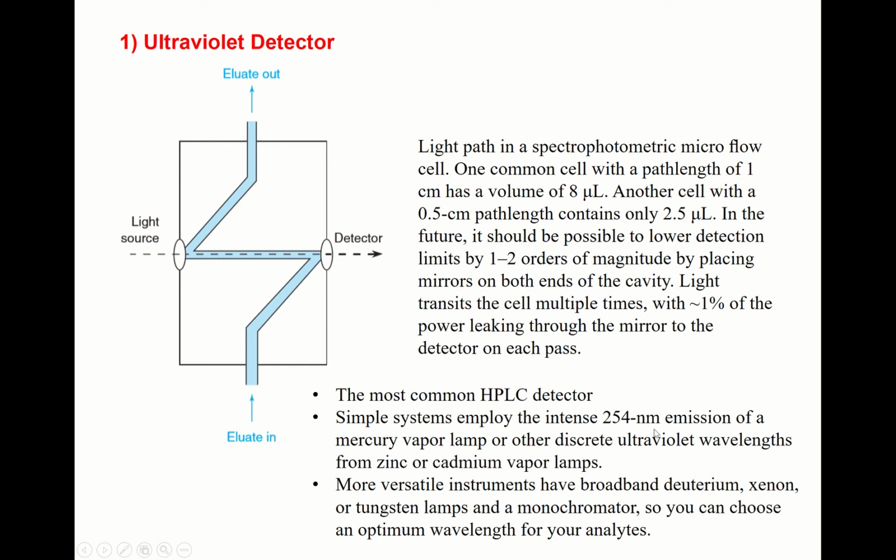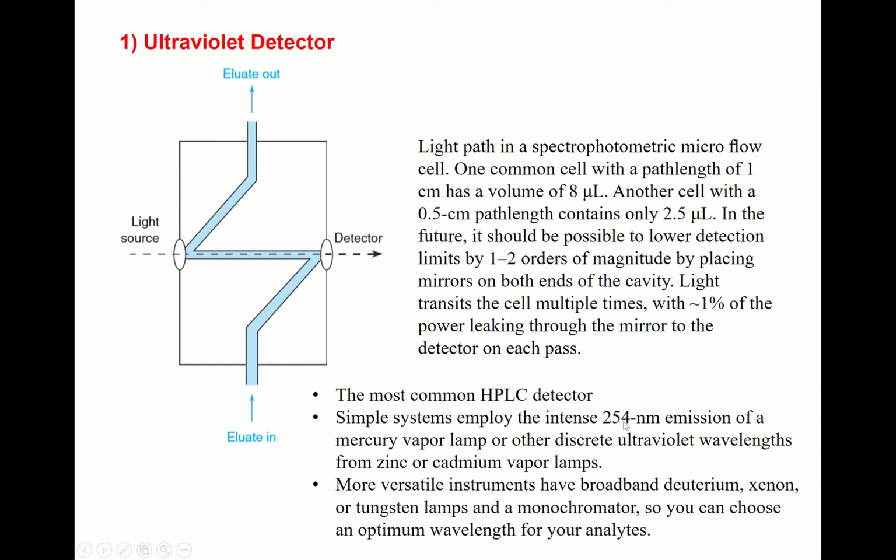Okay, this is monochromatic light. Then you send that light from here. Most organic molecules have a broad absorption band in the UV region, so most of them absorb at this wavelength. Okay, and then it can be detected by the detector.